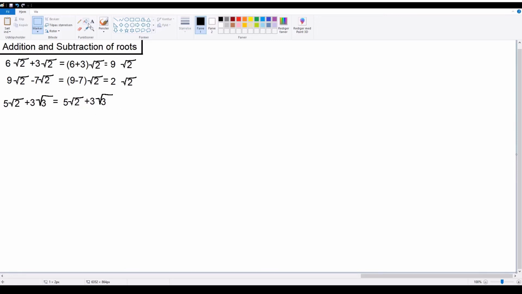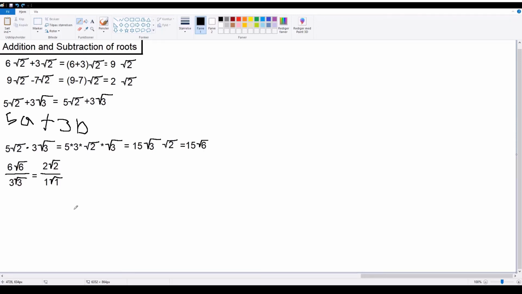You can imagine this as having 5a plus 3b, and obviously there's no way of adding those because those two are different variables. So that's what you do when you try and add or subtract these two different roots.